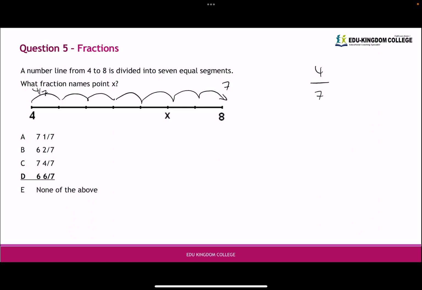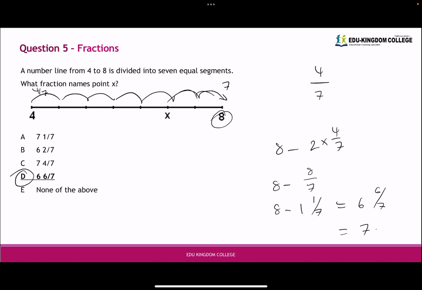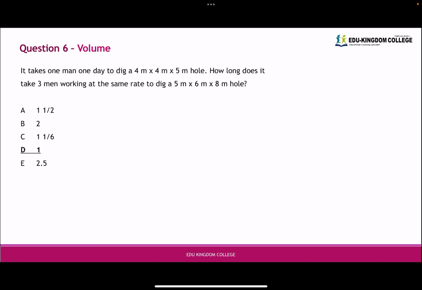Now, what fraction is x? So it's 2 lots of 4 over 7 less than 8. So it's going to be 8 minus 2 times 4 over 7. So 8 minus 8 over 7, or 8 minus 1 and 1 over 7, which is going to be, okay, 8 minus 1 is 7. 7 minus 1 over 7 is 6 and 6 over 7. Okay? That could also be 7 minus 1 on 7.